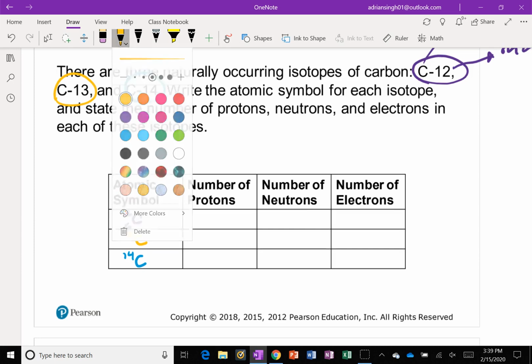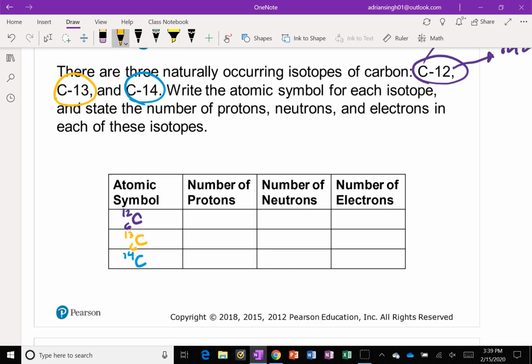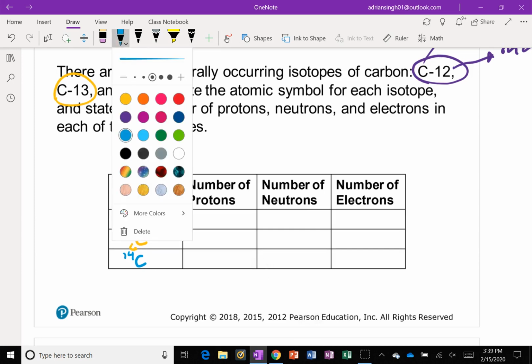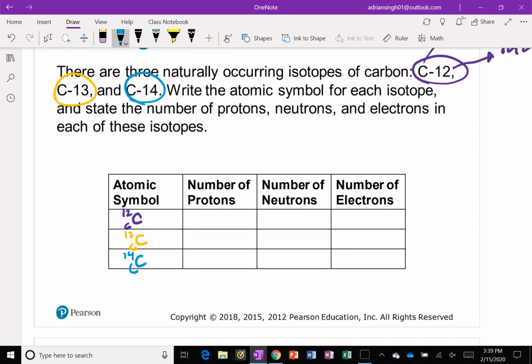So that's how they're similar. They have the same number of protons in each case. So the one on the bottom is going to have 6 protons. It's an atom, which means the number of electrons is going to be the same. The number of neutrons is simply the mass number minus the atomic number, which would give 8 neutrons.